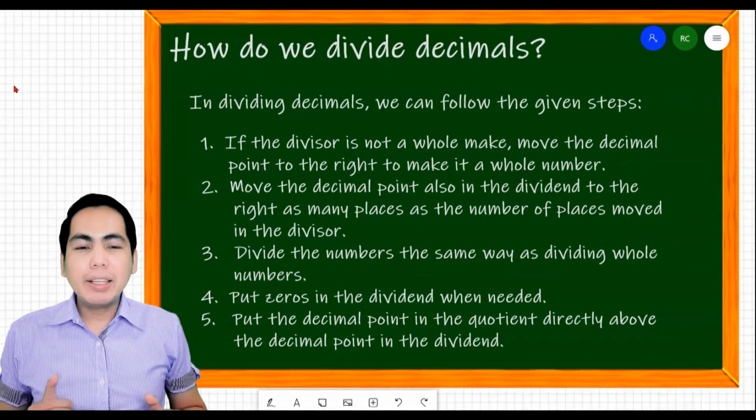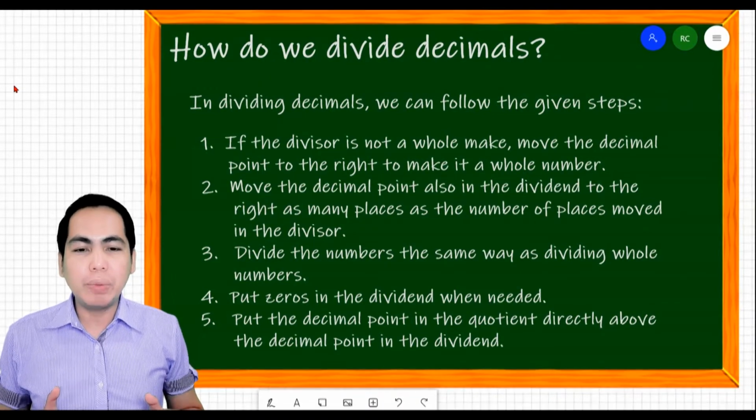Number 3. Divide the numbers the same way as dividing whole numbers. Number 4. Put zeros in the dividend when needed. Number 5. Put the decimal point in the quotient directly above the decimal point in the dividend. So let us have examples.